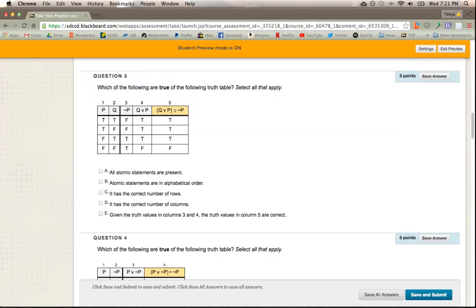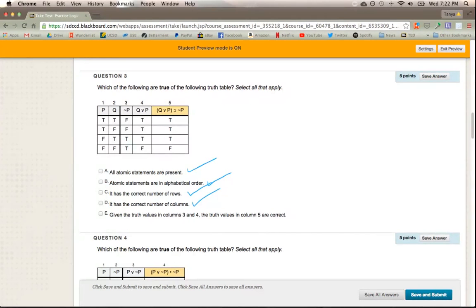That looks good. When there are 2 atomic statements, there should be 4 rows. That's looking good. I'm just going through and generally looking to see what I see before I've even read these statements. Are all the atomic statements present? Yes. Are they in alphabetical order? Yes, P comes before Q. Does this table have the correct number of rows? Yes. Columns, we already checked that.